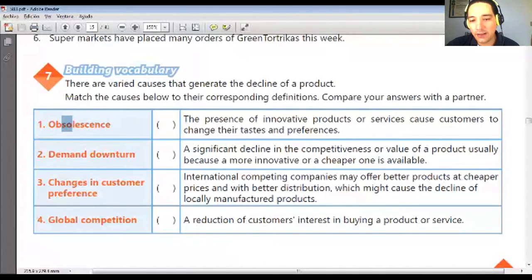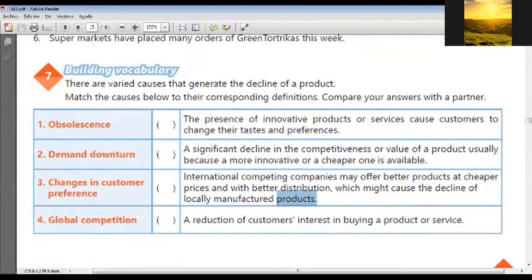International competing companies may offer better products at cheaper prices and with better distribution, which might cause the decline of local manufactured products. Number four. Global competition. You're awesome, guys. And the last one, of course, will be number two.